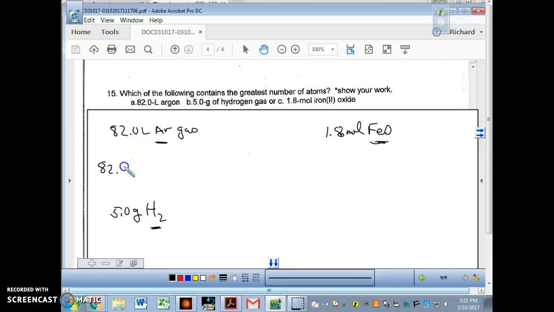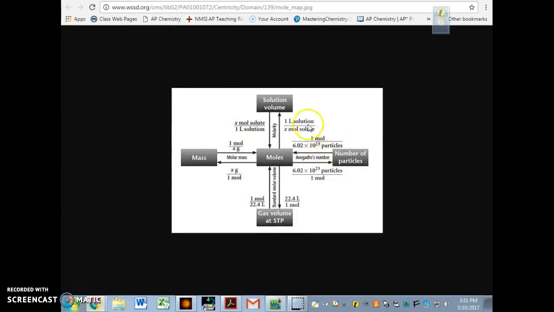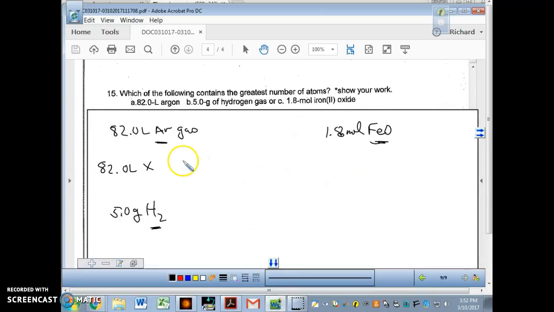So we'll take 82.0 liters times, if we look at our mole map, if we're at liters of gas, to get to moles, we'll have to divide by 22.4 liters, and then we'll have to go to the number of atoms over here. Remember, atoms are a number of particles. So we're going to divide by 22.4 liters per mole, and then multiply times 6 times 10 to the 23rd. So we'll go back and do that. We'll take the 82 liters times 1 mole over 22.4 liters. Liters will cancel, and then we'll take that times 6.02 times 10 to the 23rd atoms in a mole.